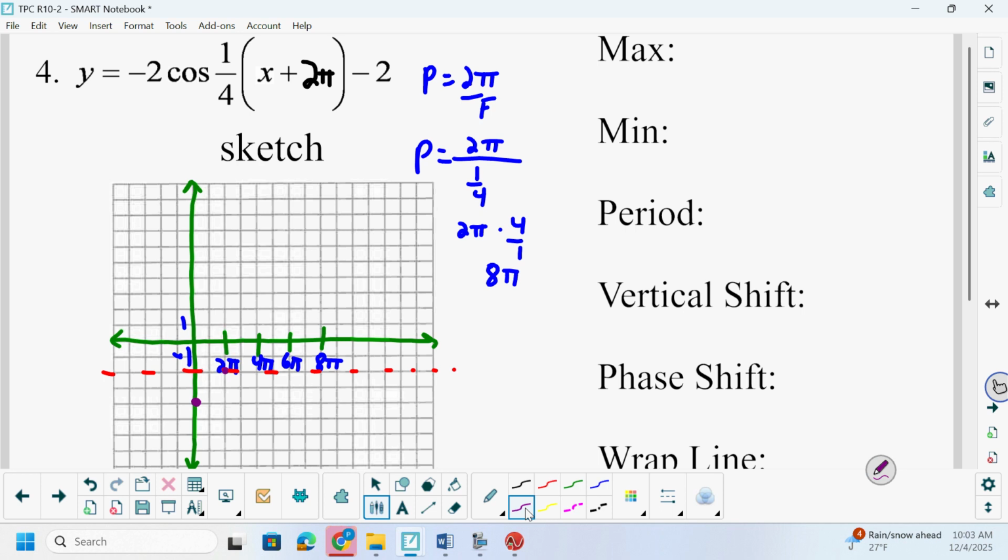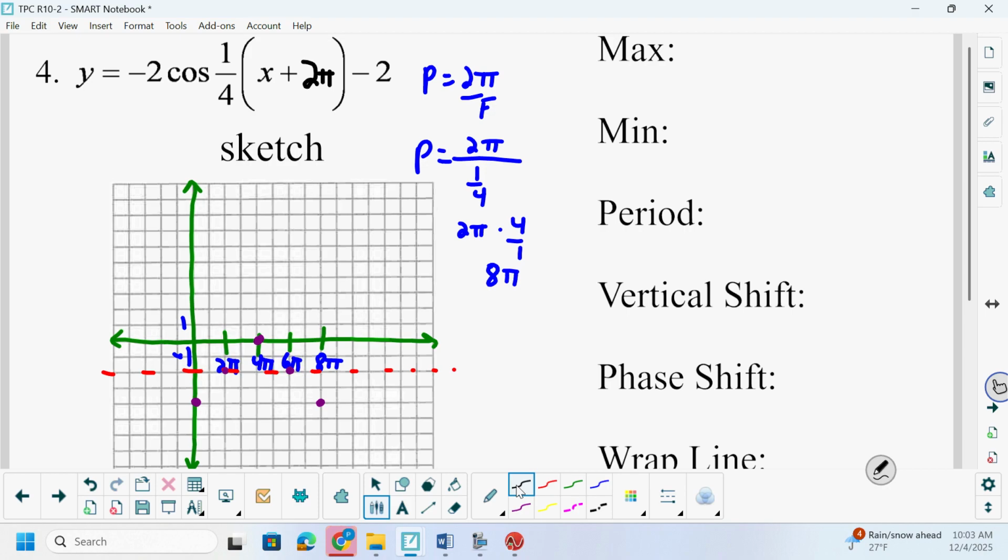We just went minimum to wrap line, so the next point should be at the maximum, which will now be 2 above the wrap line. We are now going back to wrap line and then back to 2 below. But don't sketch in your curve yet because we have to do our shift.